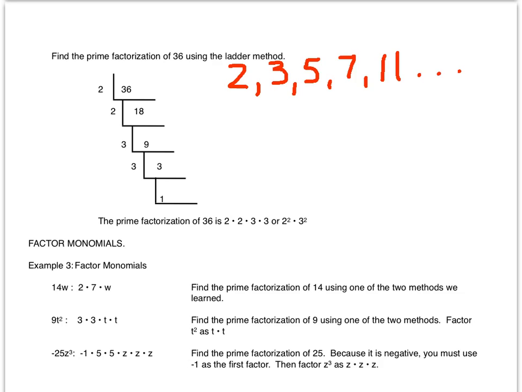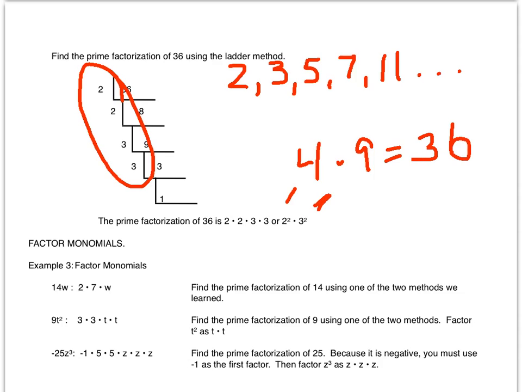Once we get to the 1, we can stop, circle our factors, and the prime factorization of 36 is 2 times 2 times 3 times 3, or 2 to the second power times 3 to the second power. You can check it by multiplying. 2 to the second power is 4, times 9, 3 to the second power is 9, and 4 times 9 is 36.